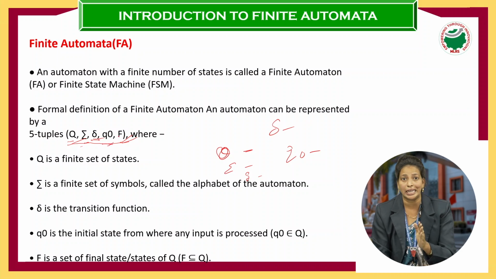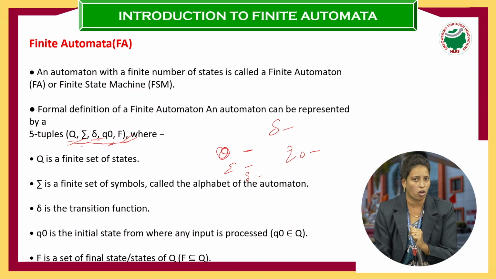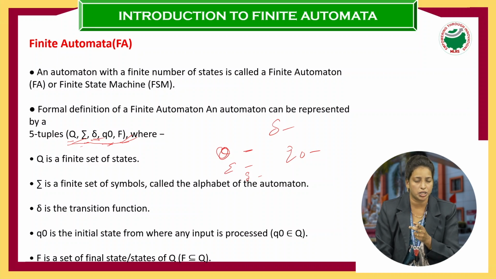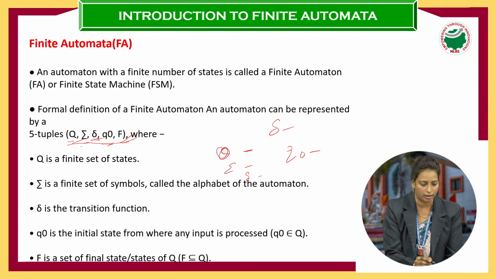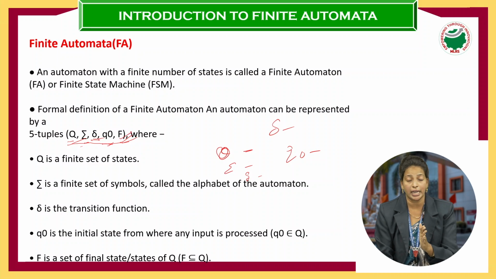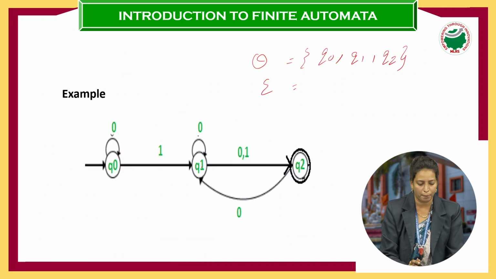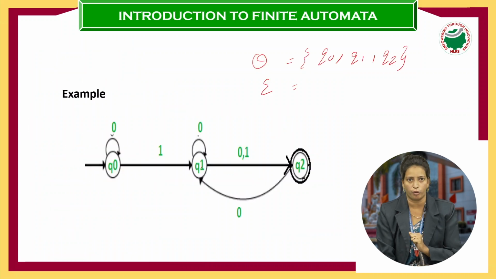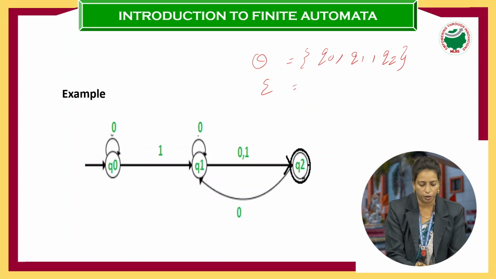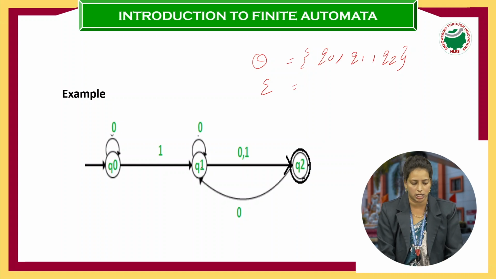Next, Q naught indicates the initial state. F indicates a finite set of final states. Any finite automata contains only one initial state, but it can contain any number of final states. Let us consider one example. So this is my finite automata. Here Q0, Q1, Q2 are states. Input symbols are 0, 1.